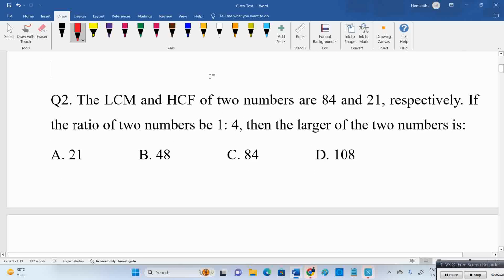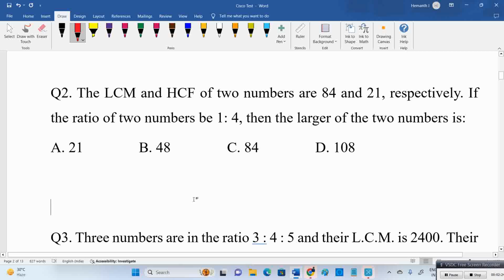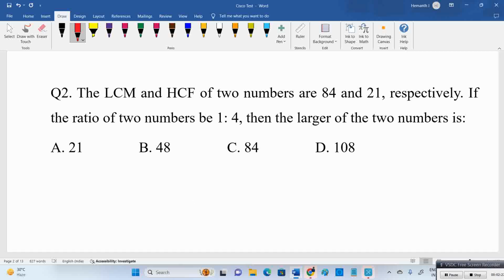Next question. Here they mentioned LCM and HCF, and now we need to calculate the larger of the two numbers. They gave the LCM of two numbers as 84 and the HCF of two numbers as 21. If the two numbers are in the ratio 1:4, then the larger of the two numbers is what?